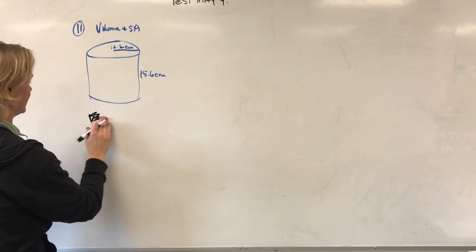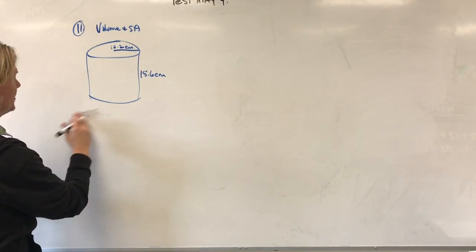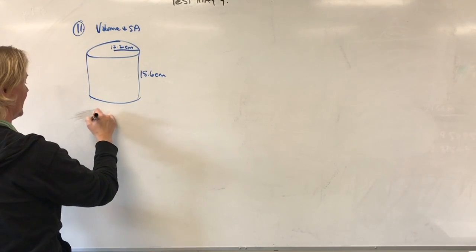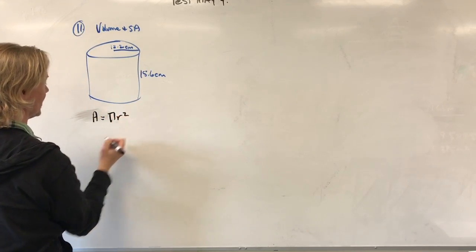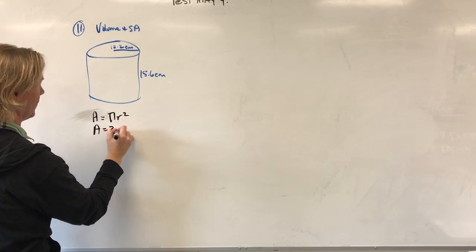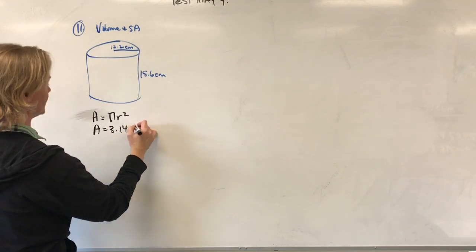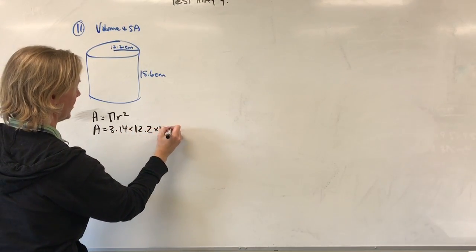Yeah, let's start with this. Let's start with the area. I know there are some formulas that use the volume, but I like to start with the area, okay? So the area equals pi times the radius squared. So area equals 3.14 times the radius, which is 12.2, times the radius again, which is 12.2.